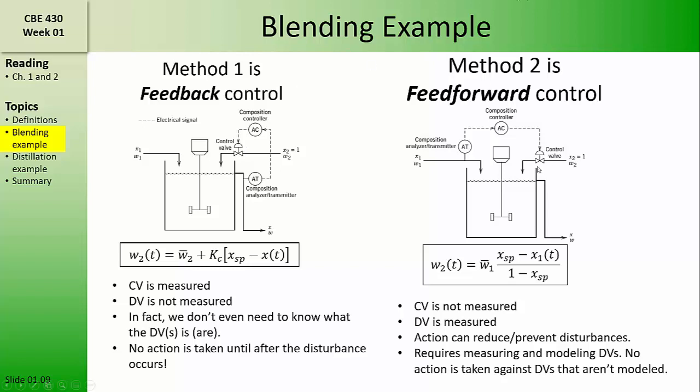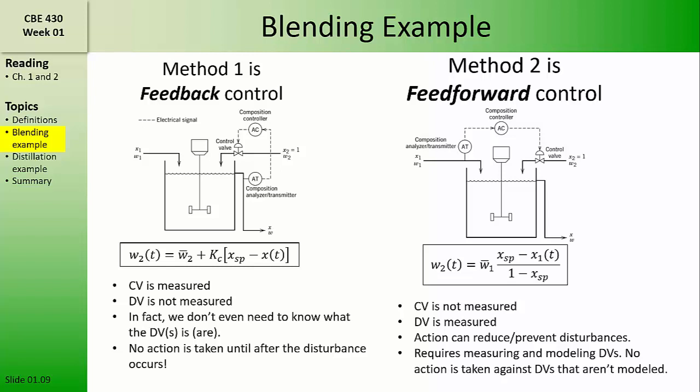On the other hand, in feed-forward control, the controlled variable, in this case x, is not measured. Instead, a disturbance variable is measured. Feed-forward control has a distinct advantage over feedback control. The controller can take action to reduce or prevent a disturbance on the controlled variable even before that controlled variable is affected by the disturbance, especially if the disturbance variable can be measured far upstream of the controlled variable.